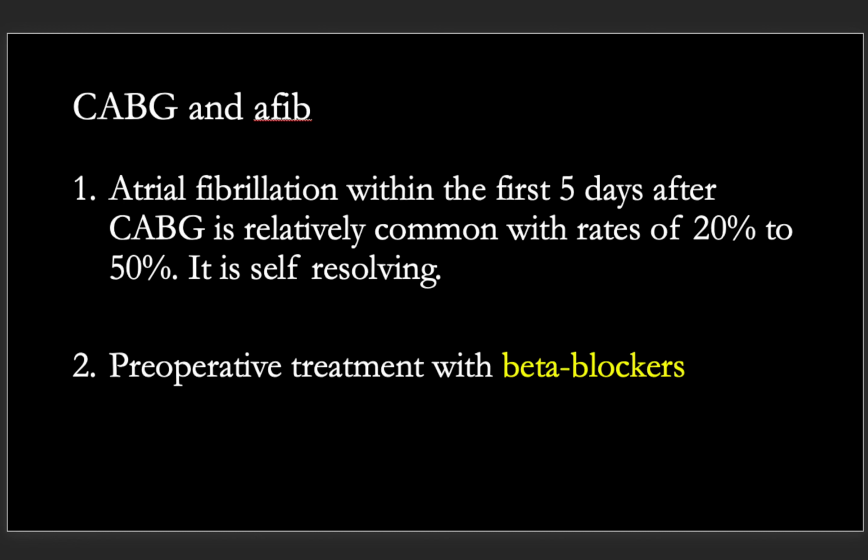One thing that confused me is that after a CABG, it's common to have AFib. This can happen in up to half of the people that get one. The confusing thing is that it's self-resolving. So you don't need to cardiovert them. You don't need to give them antiarrhythmics. All you do is give them beta blockers.